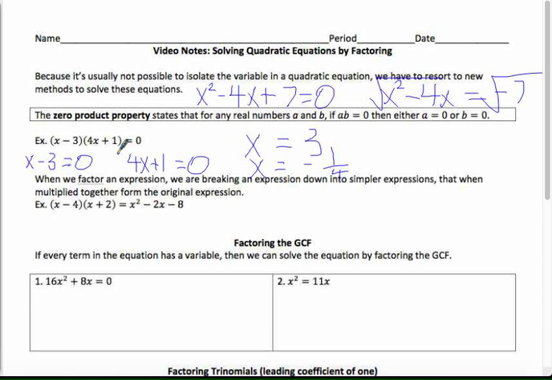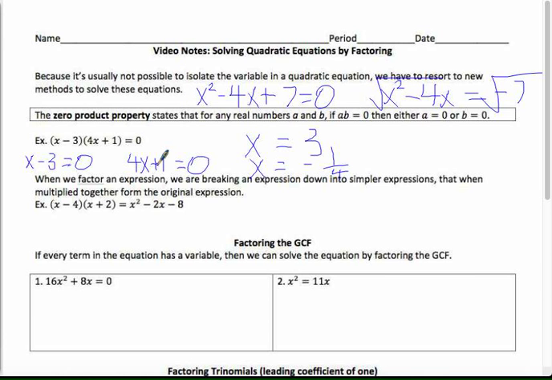And looking back at this original equation, we can see that that works. If x is 3, then 3 minus 3 is 0, and 0 times whatever this is would be 0. Or if we plug in negative 1/4, then 4 times negative 1/4 plus 1 is 0, and 0 times whatever this is is 0. So this is going to be the tool we use to solve equations that are of this form. So now the question is, how do we get it to that form?